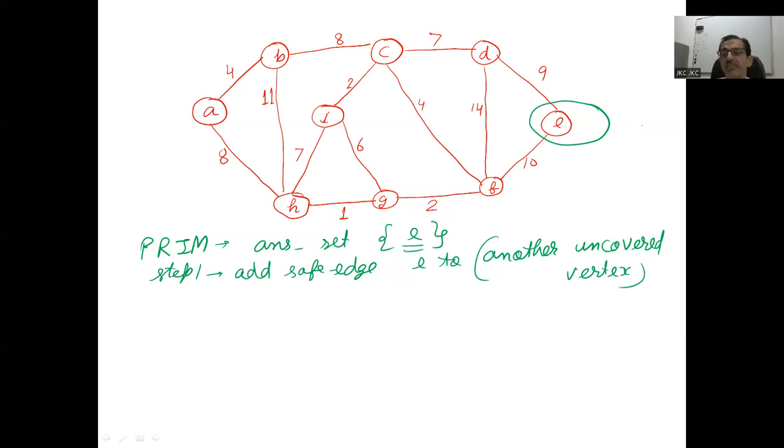Of course, now I can see E has two choices. From E, I can always go either this side, which is the least weight, obviously, or the other, which is not least weight. So through this process, this gets selected and my answer set becomes ED.